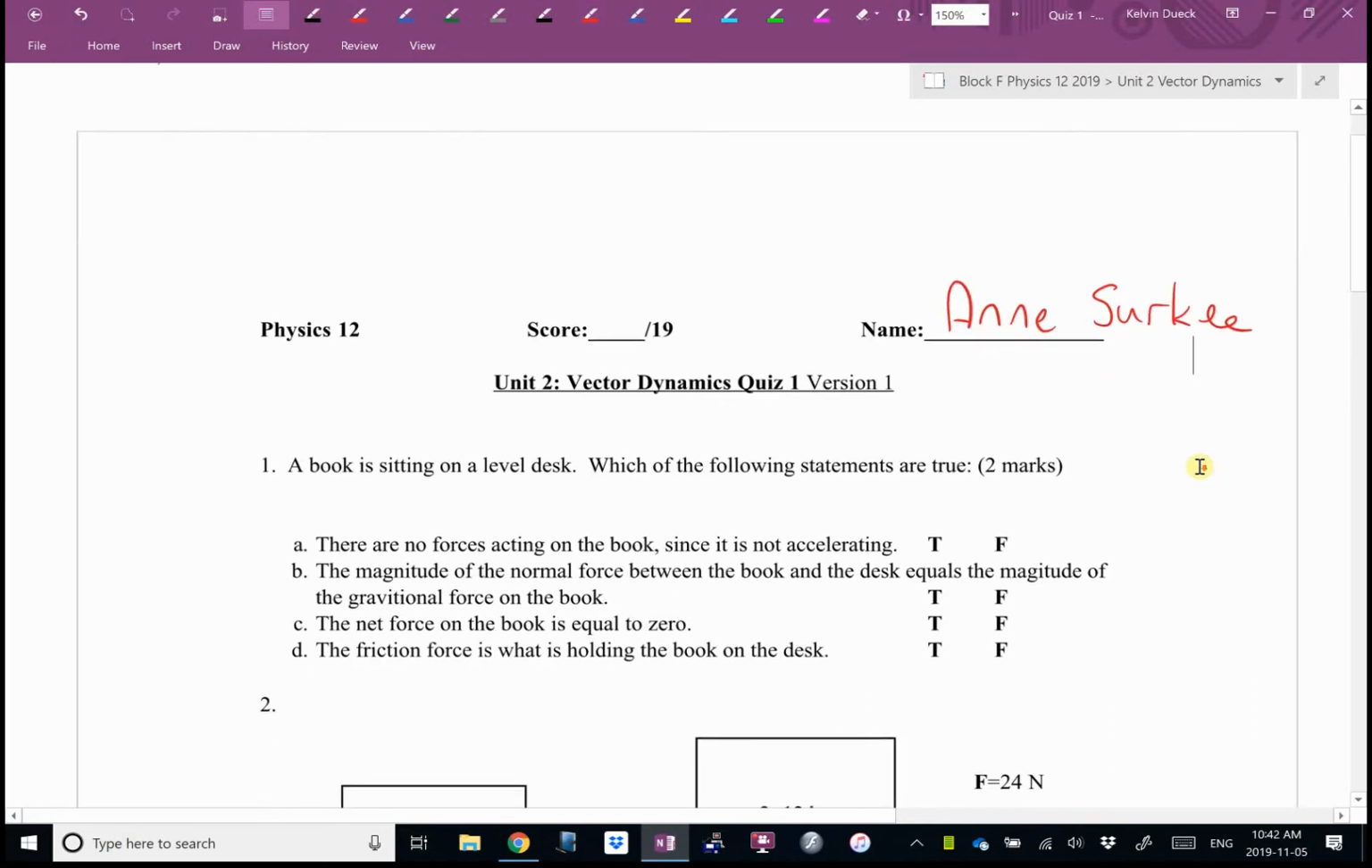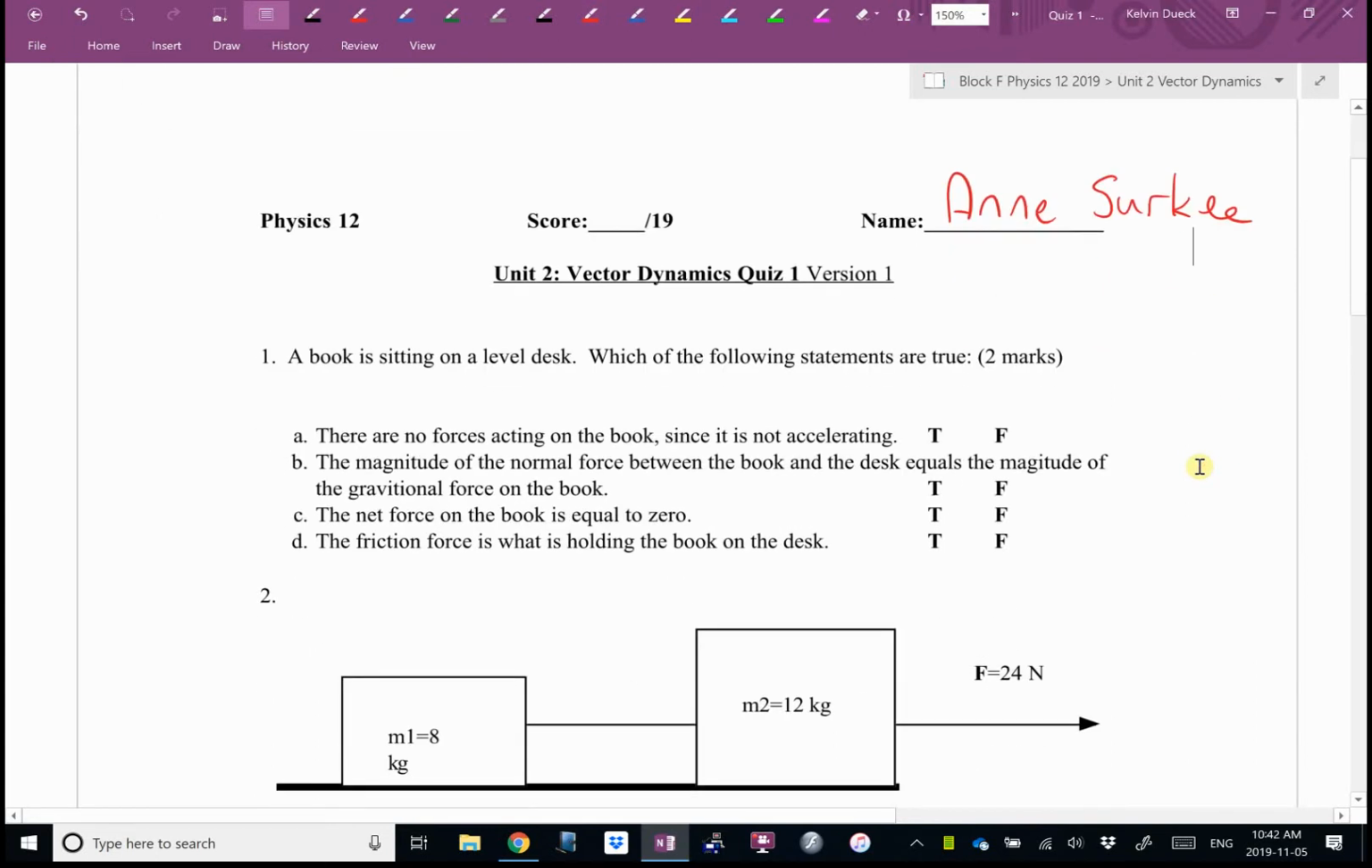Number 1. A book is sitting on a level desk. Which of the following statements are true? It's going to be a half mark for each one of these, because 4 statements for 2 marks. True or false? There are no forces acting on the book because it's not accelerating. False. Now, because it's not accelerating, I can certainly say that the net force is equal to 0, so I can skip down and say part C is definitely true.